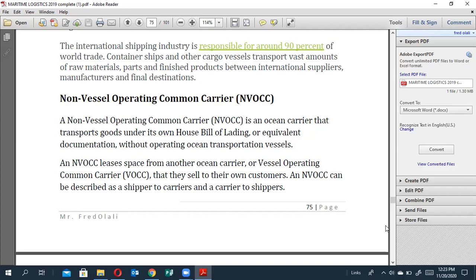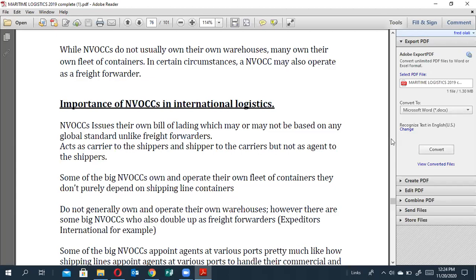That's why we say he is a shipper to carriers, in that he approaches the carriers and books a space with them, and the carriers consider him as a shipper. When he comes back to his clients, he positions himself as having a vessel to carry their consignment, so let's consolidate them together and ship them as a unit. That is why he has those two names. While NVOCCs do not usually own their own warehouses, many own their own fleet of containers.